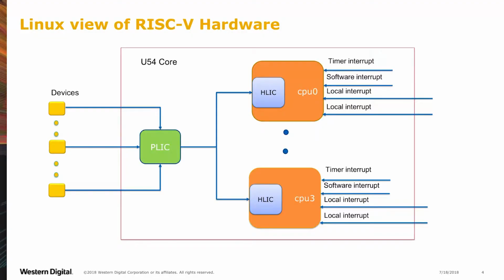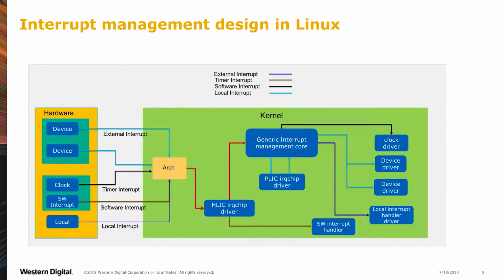This is just a brief overview of how it is implemented and how Linux views the hardware. As I said, all of the devices are connected to the PLIC, and then there is an HLIC, known as the hart level interrupt controller. This is just a modeling of all the CSR registers in Linux, which manages all the PLIC from this side and all the local timer and software interrupts from that side. And this is how the interrupt management is designed in Linux. So this is a whole lot of information.